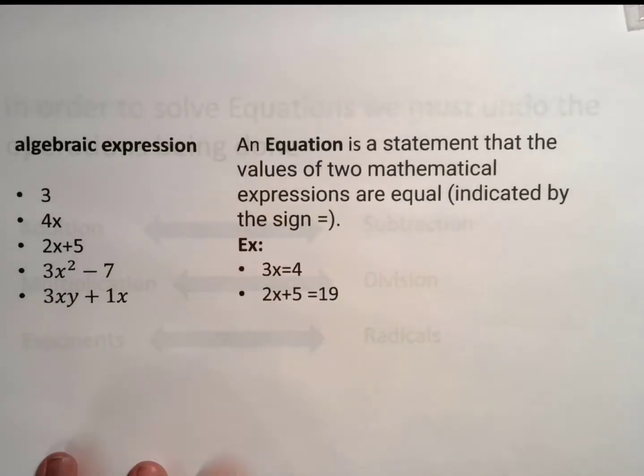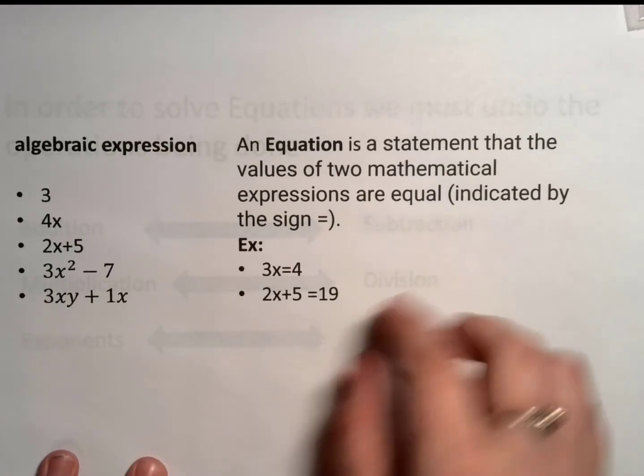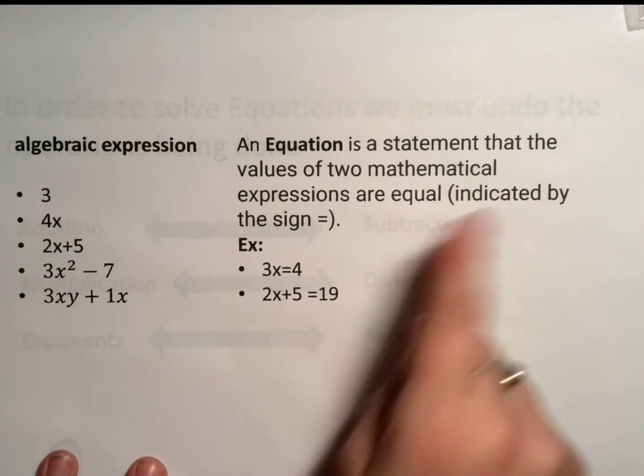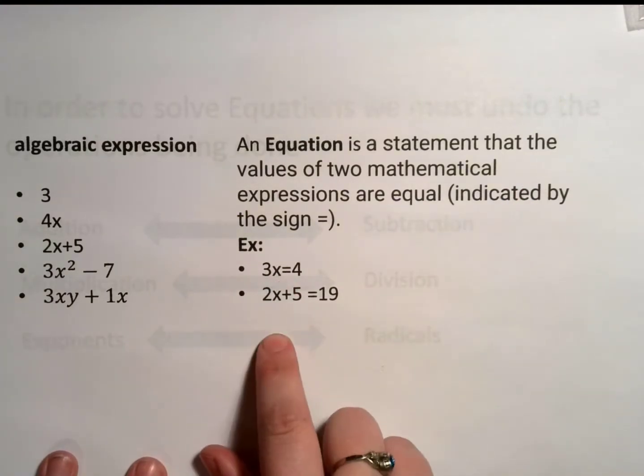Okay. So the definition of an equation is a statement that the values of two mathematical expressions are equal. And we indicate this by an equal sign. So here are two examples.